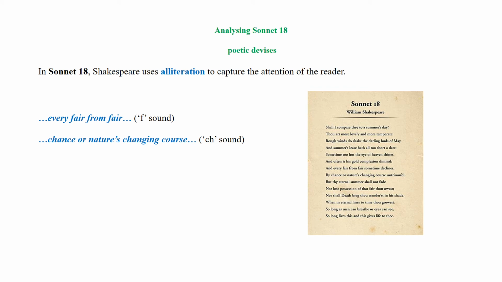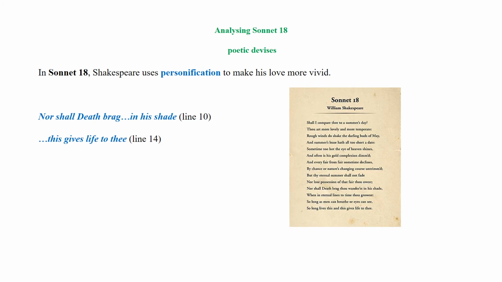Poetic Devices. In Sonnet 18, Shakespeare uses alliteration to capture the attention of the reader. Every fair from fair. Chance or nature's changing course. Poetic Devices. In Sonnet 18, Shakespeare uses personification to make his love more vivid. Nor shall death brag in his shade. This gives life to thee.